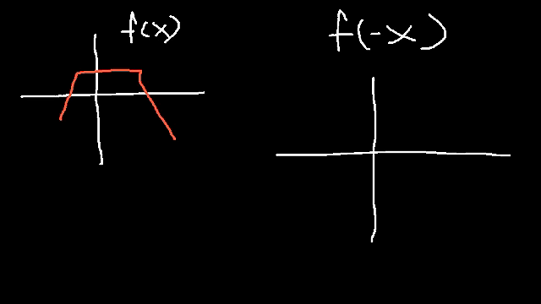Now what if we put a negative on the inside of the function? How will the graph transform? In this case, it's going to reflect over the y-axis. So it's going to look like that.